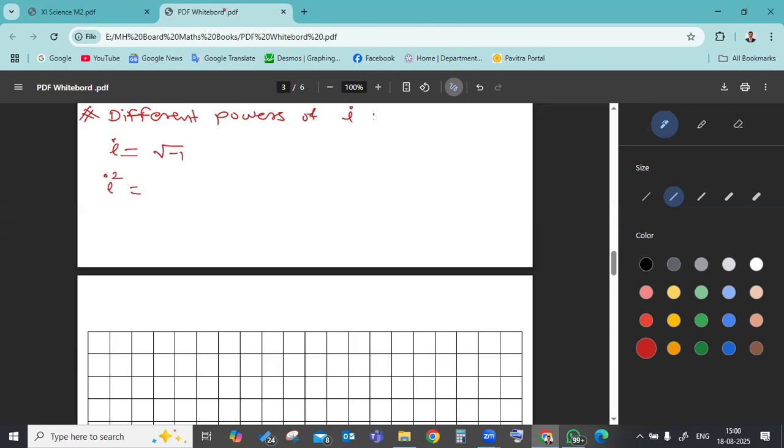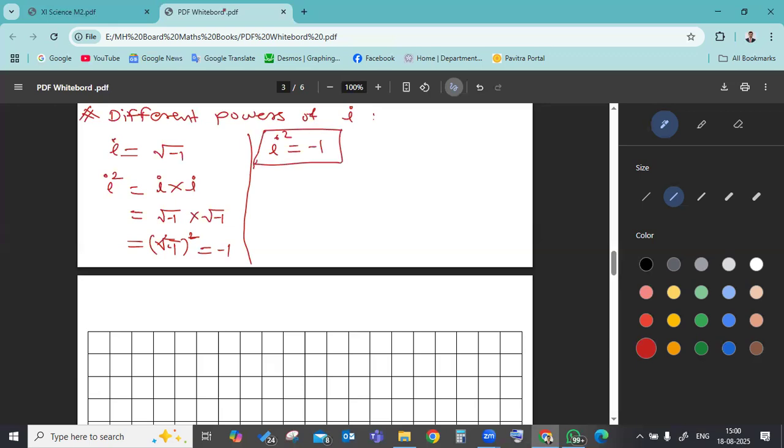i square. This becomes what? i into i. That is what? Square root of minus 1 into square root of minus 1 again. That is minus 1 inside of square root and its square. So when square roots cancelled, it becomes minus 1. So we have this i square is equal to minus 1, right?